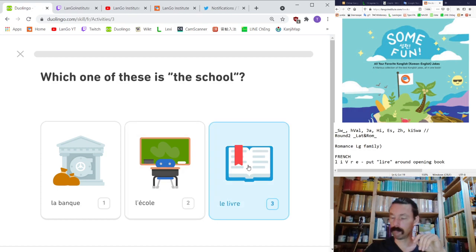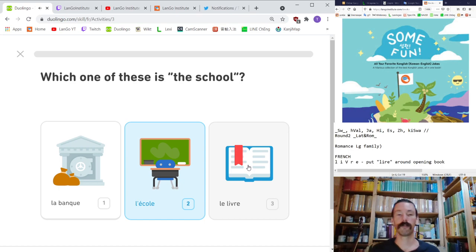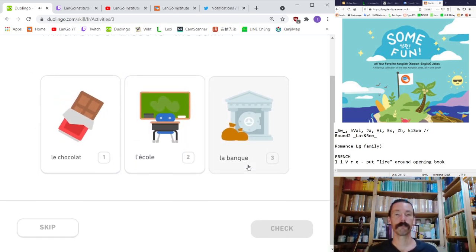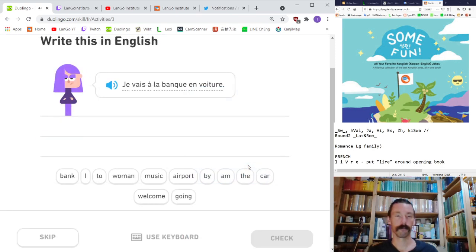School. Okay. Le livre, la banque, l'école. L'école, the school. The bank, la banque. Le chocolat, l'école, la banque. Je vais à la banque en voiture.